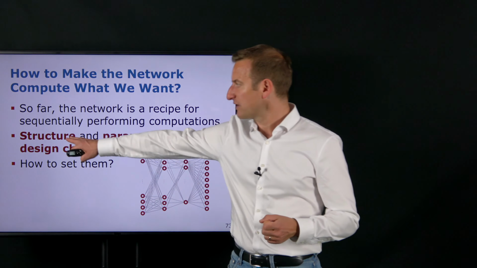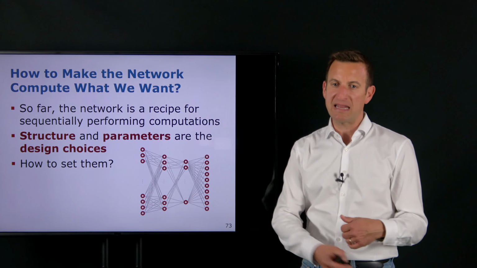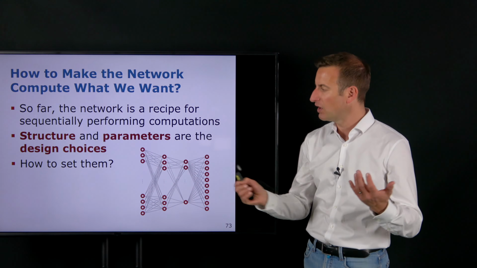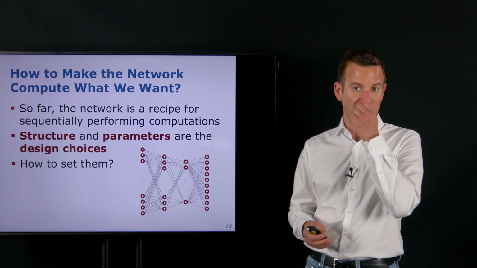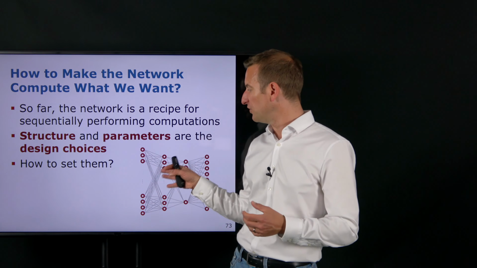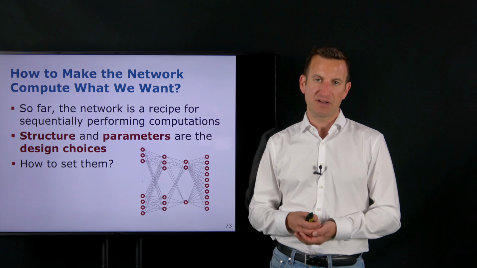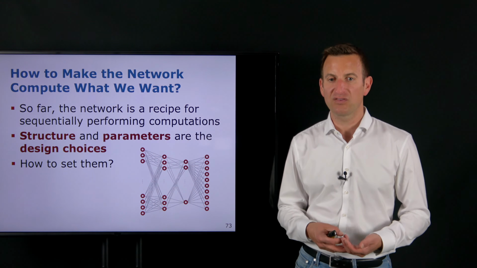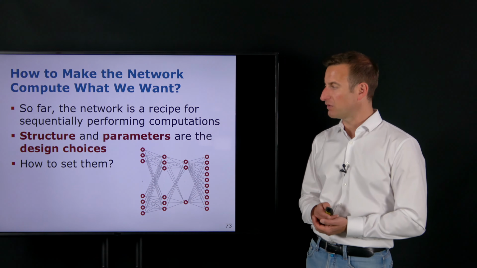On one hand side, the structure of the network has an impact. So what's the topology? What are those connections? How many hidden layers? What's the size of the hidden layers? What is the size of the input layer? What's the output layer? Which activation function should I use? This has an impact on what the network does, but also the parameters that I put in there. What are the weights? What are the biases? And how to set them? That's kind of a key question over here.